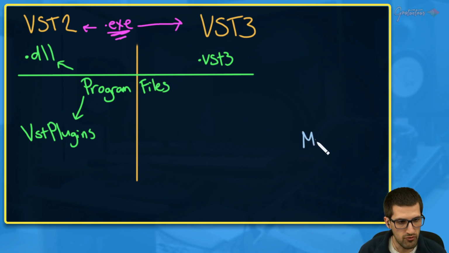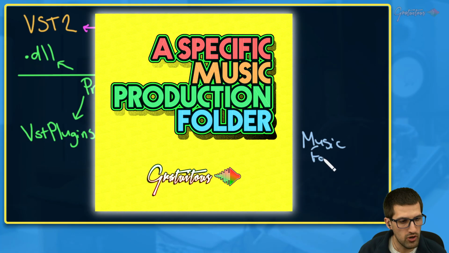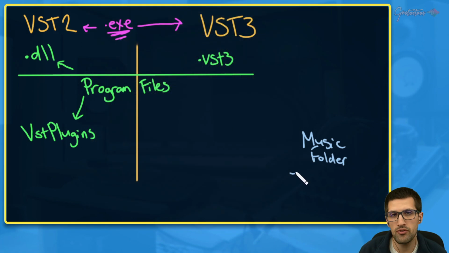I had my own music folder. If you want to learn more about my music folder, I do have a course on this. It's called A Specific Music Production Folder. If you use FL Studio, this is just how I've chosen to back up my music and keep it organized. Over my years, I've experienced missing files. It's been annoying, and I just follow this folder structure.